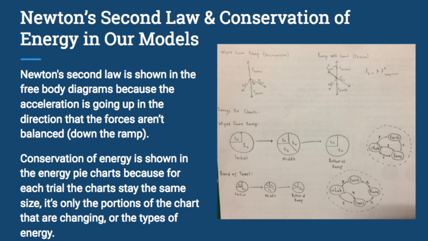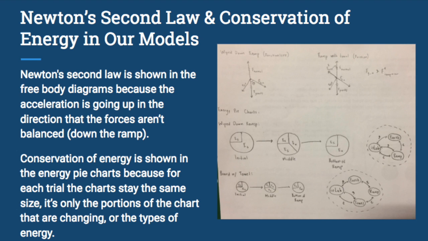Newton's second law is shown in the free body diagrams because the acceleration is going up in the direction that the forces are imbalanced, meaning that the force of friction is not as strong as the force of gravity in the x direction. And the conservation of energy is shown in the energy pie charts because for each trial, the charts stay the same size, and it's only the little portions that change size.